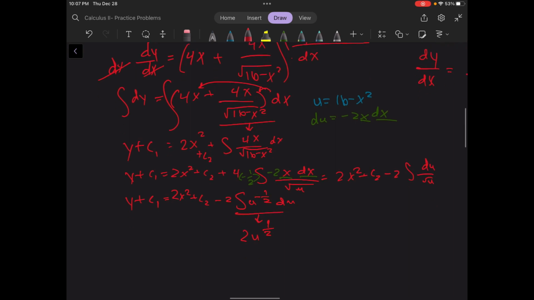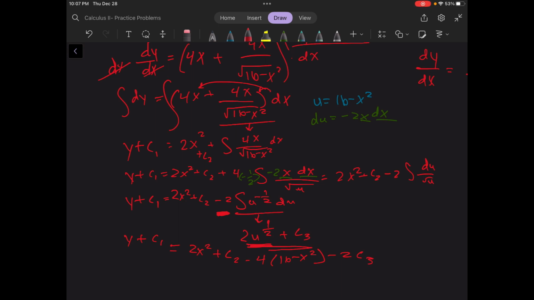and our entire problem turns into y plus c1, and of course there is a third constant from the third integral. This is equal to 2x squared plus c2, and we have a negative 2 times our integral. So it becomes negative 4 u to the 1/2. Let's just plug back in our u function, which was 16 minus x squared. And of course we have minus 2 c3.